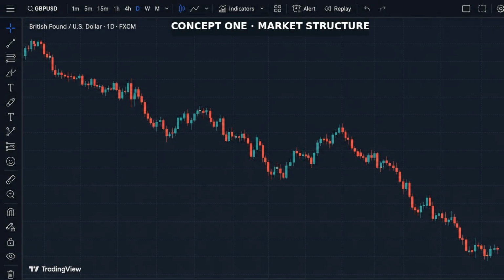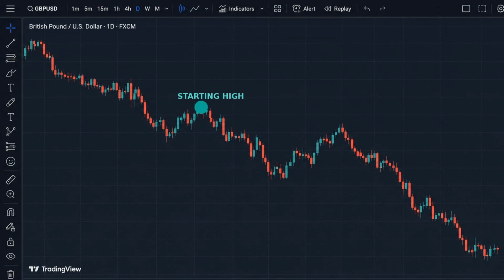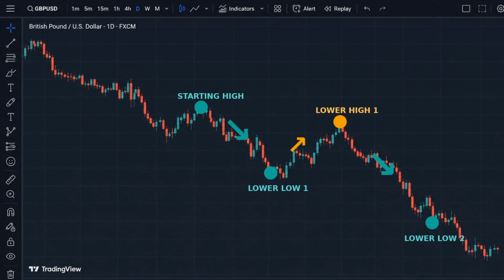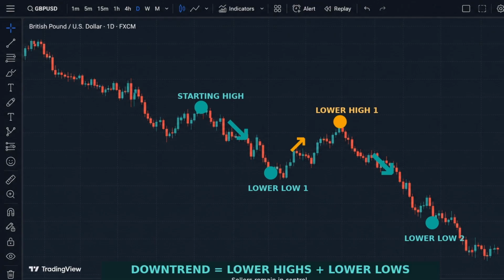A downtrend is the opposite. Price creates lower lows and lower highs. A lower low forms when sellers push price below the previous important low. A lower high forms when a recovery fails beneath the previous important high. This tells us that sellers remain in control. In a clear bearish structure, looking for selling opportunities is generally simpler than repeatedly attempting to catch the bottom.